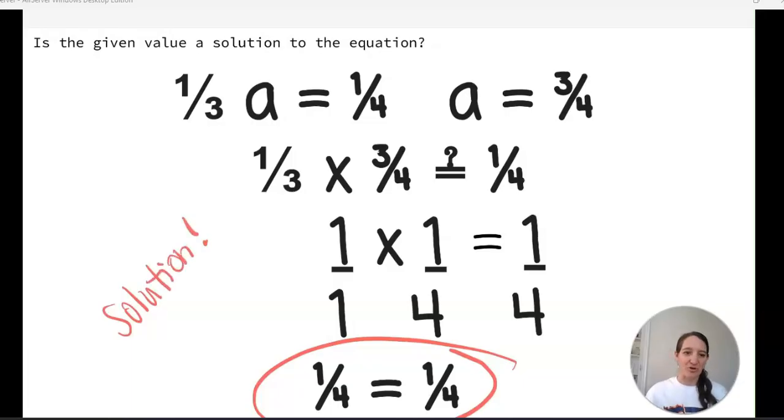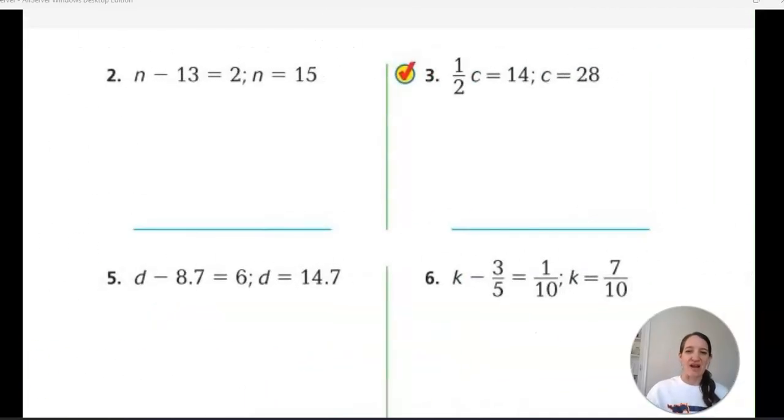So what we would write is solution. Boom. Okay? All right, here are 4 practice problems for you to do on your own. The instructions are the same as what we did before. Take the value and see if it is a solution to the equation. So go for it.